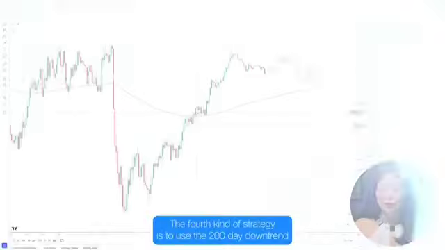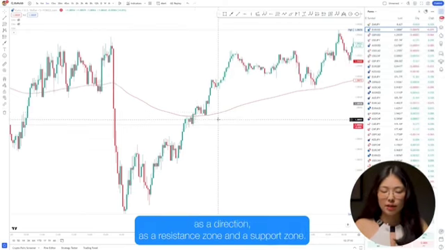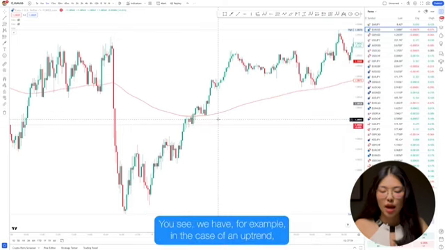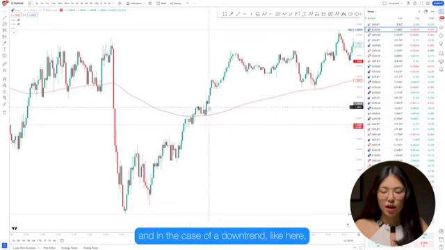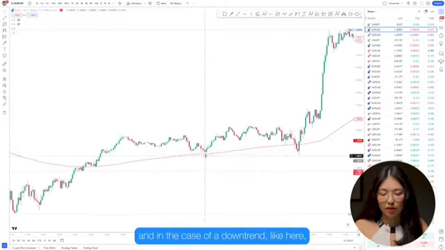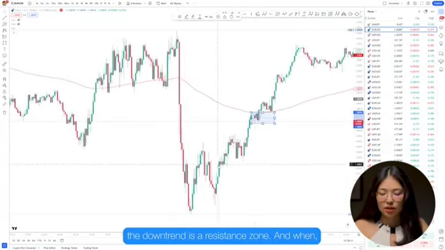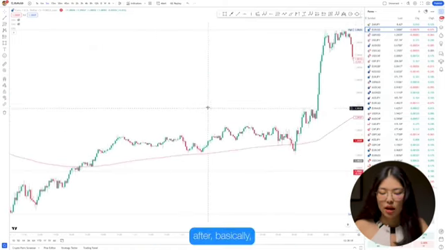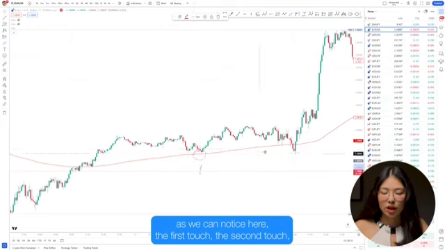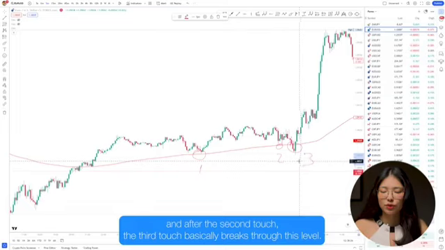So let's see. The fourth kind of strategy is to use the 200-day moving average as a direction, as a resistance zone and support zone. And you see, for example, in the case of an uptrend, like here, the moving average is a support zone. In the case of a downtrend, like here, it's a resistance zone. So when, as we can notice here, the first touch, the second touch, and after the second touch, the third touch breaks through this level.